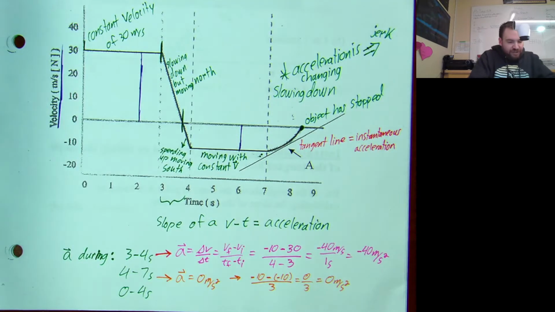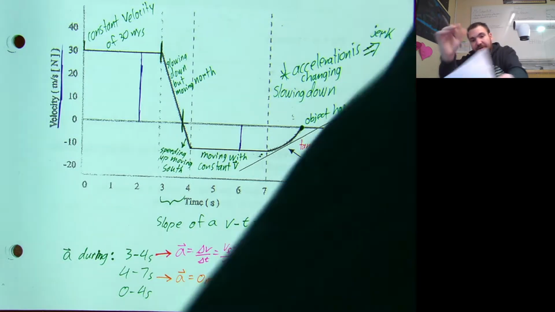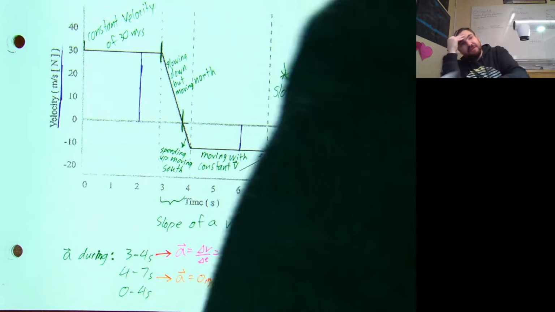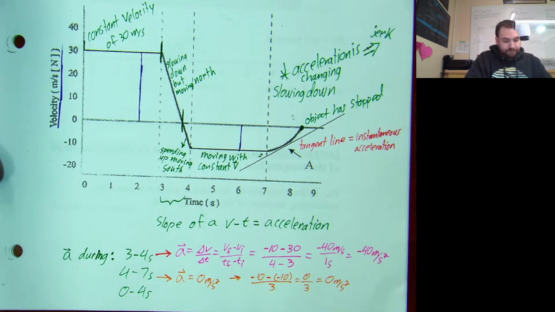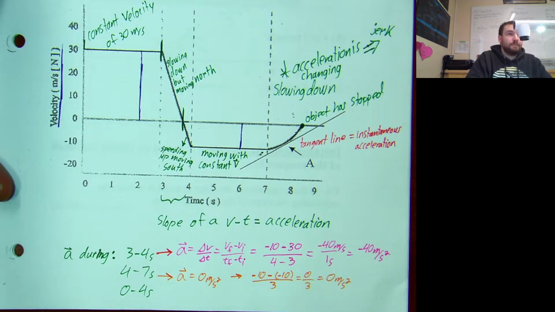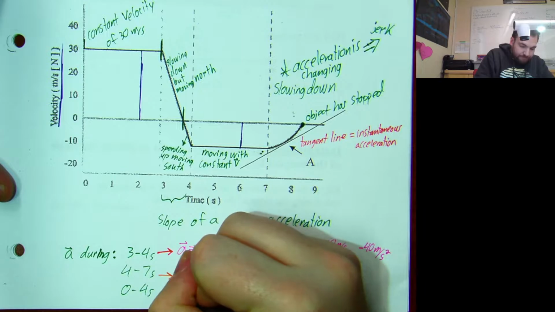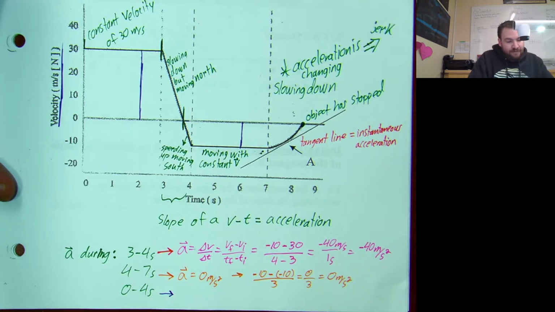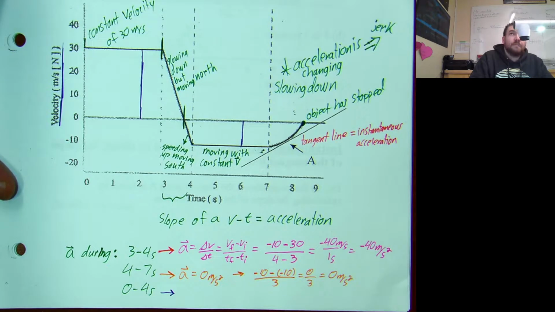What's my acceleration from 0 to 4 seconds? What is that even looking at? That's what the question said, if I remember right. What is the average acceleration from 0 to 4? So negative 20? How'd you do that? The acceleration in 0 to 2 is 0. Oh, sorry, 0 to 3 is 0.